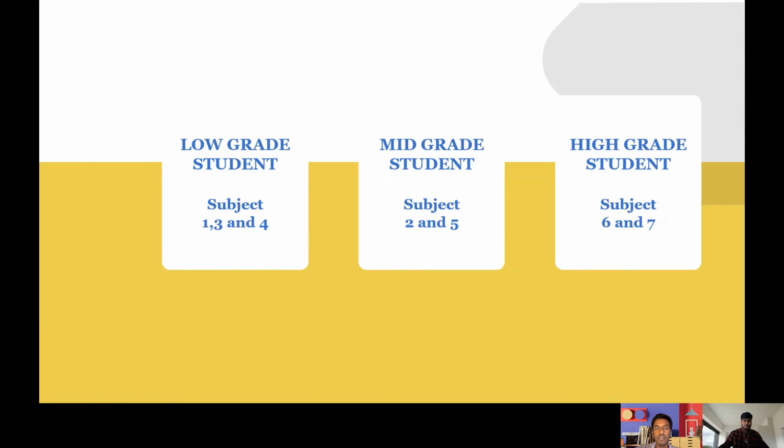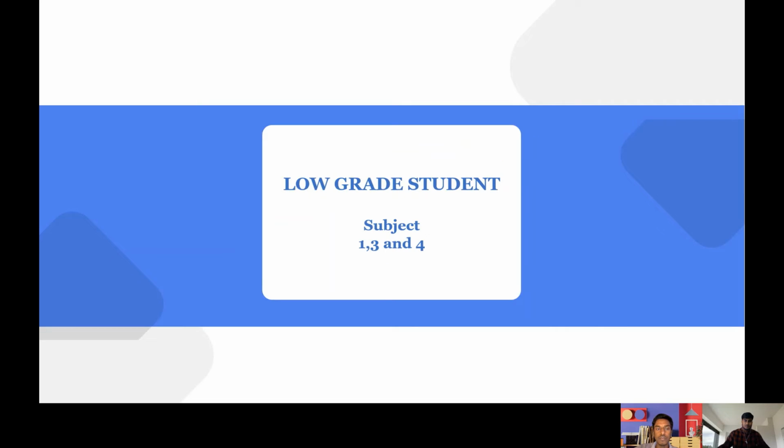From our insight, we can split our result into three groups based on their brain signal: low grade, mid grade, and finally high grade students. Subjects 1, 3, and 4 are low grade students. Let's discuss why they are low grade students.